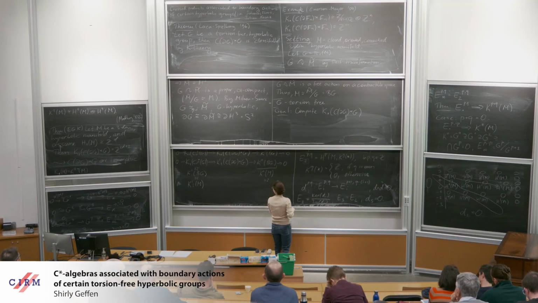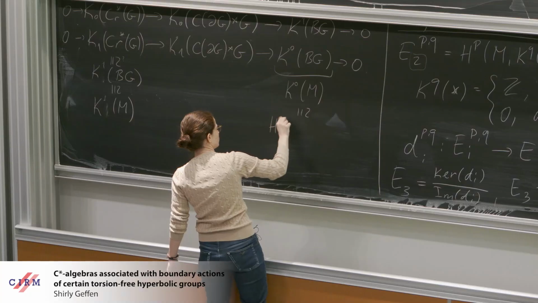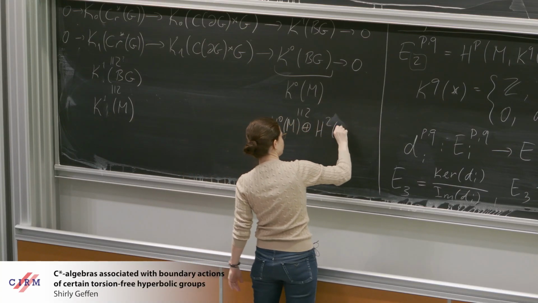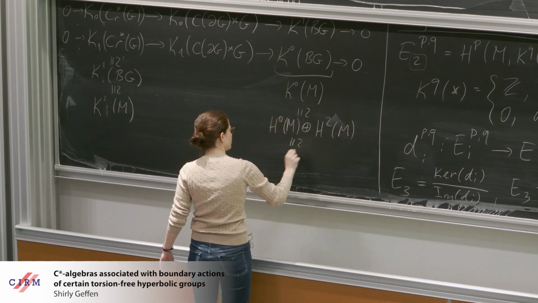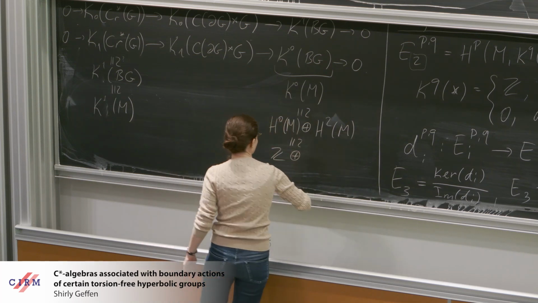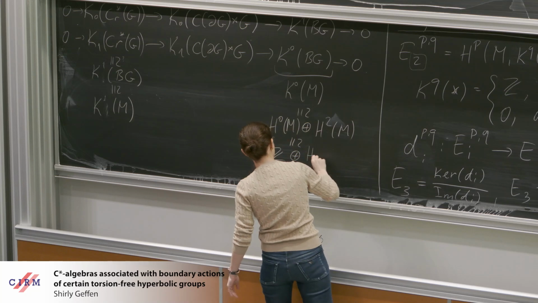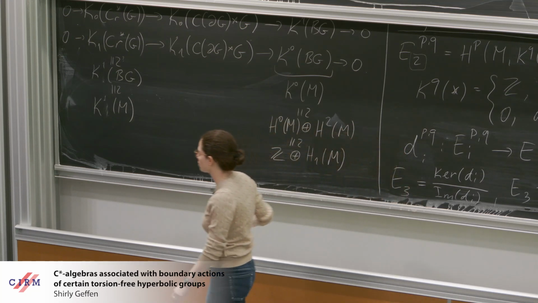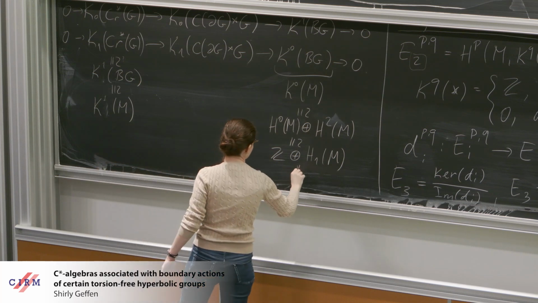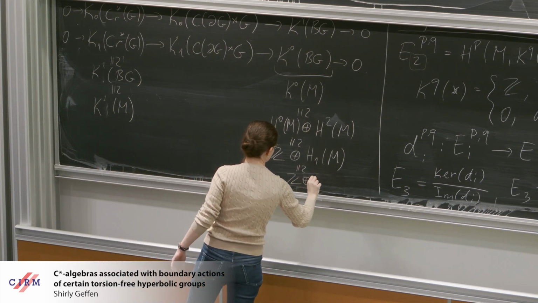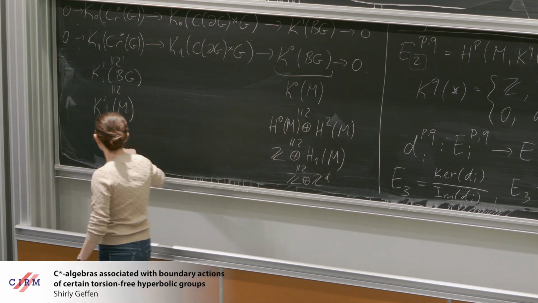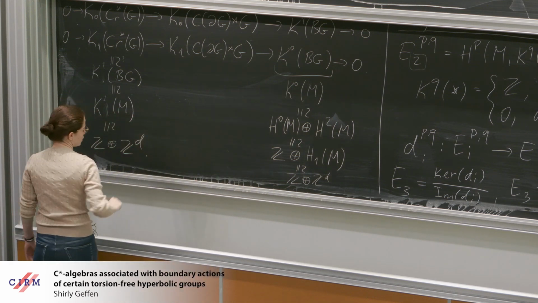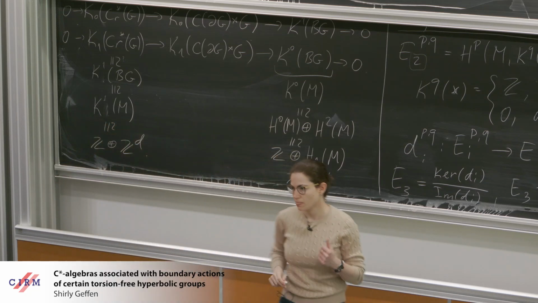And now K0 of M, as we said, is just H0 of M plus H2 of M. And H0 of M is isomorphic to Z plus, by Poincaré duality, H1 of M, because it's a three-dimensional manifold. And then our assumption comes in that says that this is isomorphic to Z plus Z to the D. And another copy of Z plus Z to the D comes from this side. So altogether it is Z to the 2D plus 2.